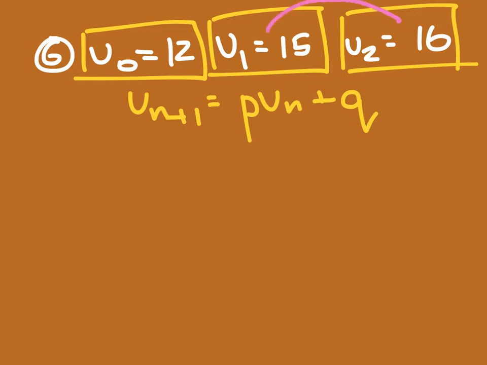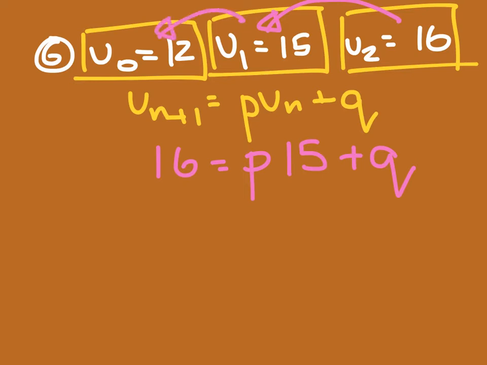So we start at 16 and we go back to 15. So we write 16 equals p times 15 add q. And then we repeat that from the 15 to the 12. We'll get another equation, and then if we do some simultaneous equations from that, we'll be able to work out what p is, and what q is.